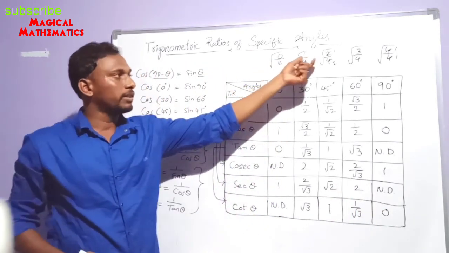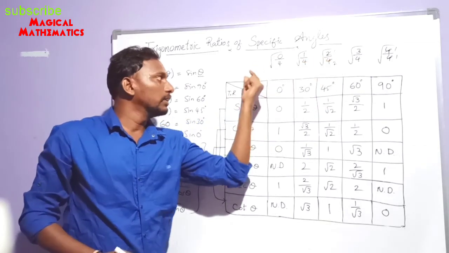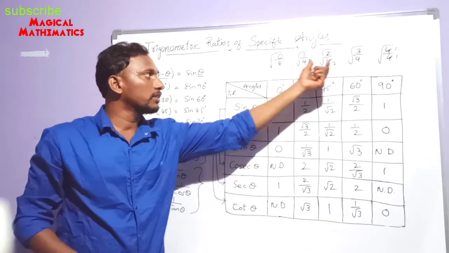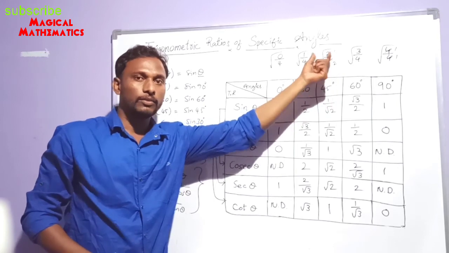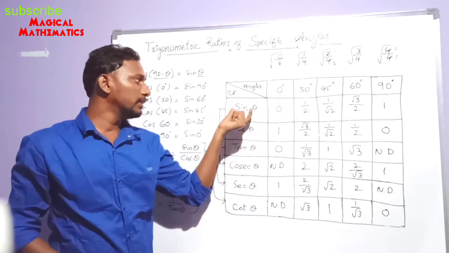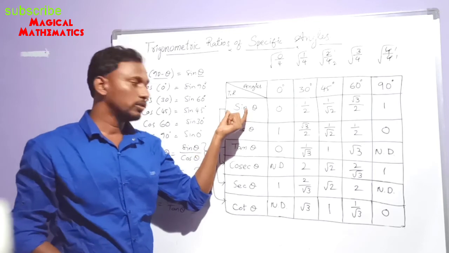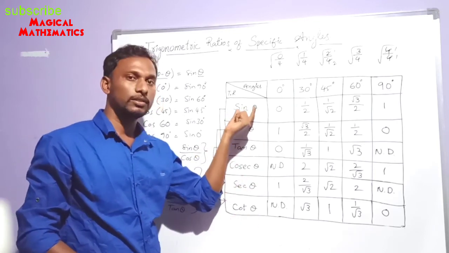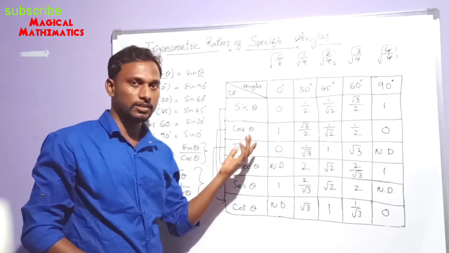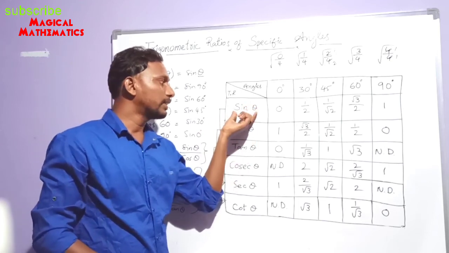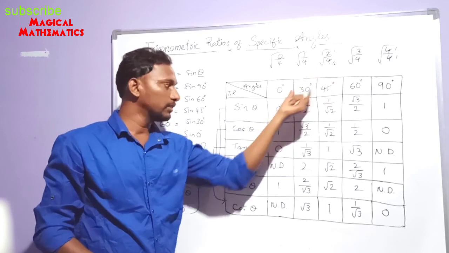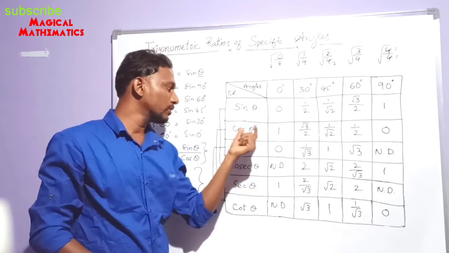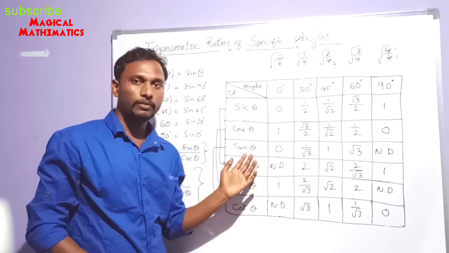By using this small trick, you can find all the values. Why? Because all these are sine values, and the remaining five ratios depend on the sine values. By using the relations, we find the sine values using one small trick, and by using those values, we can find all the remaining values as well.